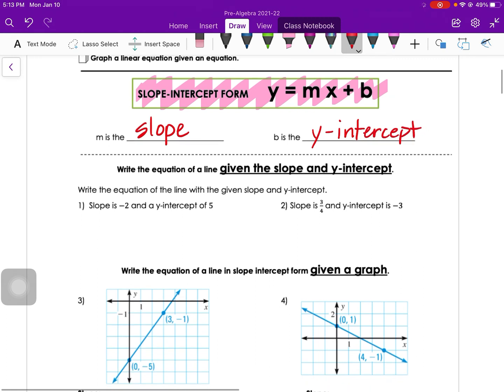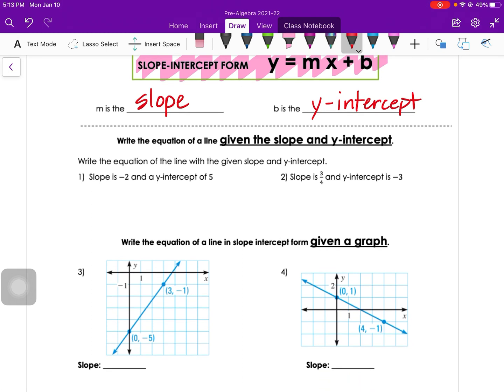Please remember also, in a real life situation, the slope is often referred to as the constant rate of change, or you can just say rate of change. And the y-intercept is often referred to as the initial value. These are just a couple of the synonyms, and it's important to remember all of that vocabulary so when the question asks it in a different way, you understand what they're looking for. So we're going to start off pretty simple here.